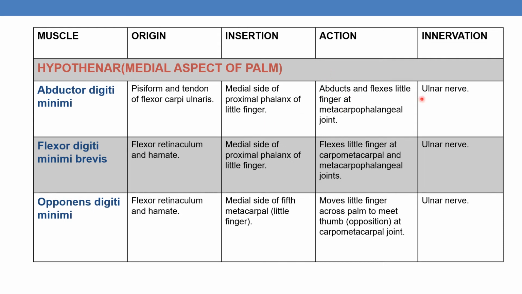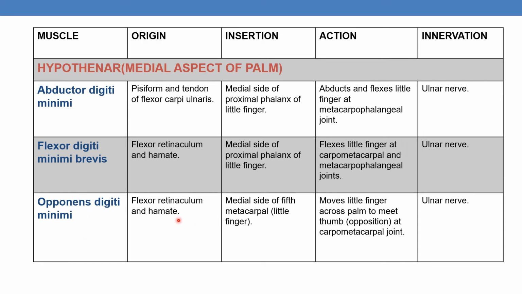Action is it abducts and flexes the little finger at metacarpophalangeal joint. Innervation is ulnar nerve. Next is flexor digiti minimi brevis. As the name indicates, it flexes. First, let us discuss the origin. Origin is flexor retinaculum and hamate. Insertion is the medial side of proximal phalanx of little finger. Action is it flexes the little finger at carpometacarpal and metacarpophalangeal joints. Innervation is ulnar nerve.